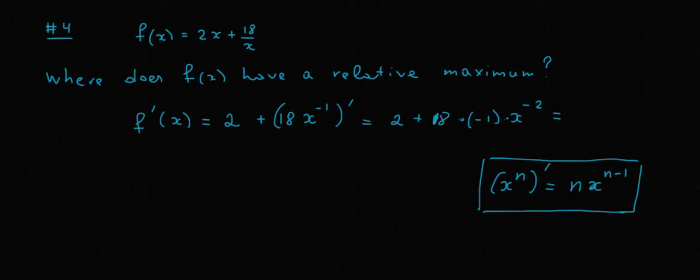Now let's remember that x to the negative second power is the same as 1 over x squared. And because we also have a negative 1 in front of it, the derivative simplifies to 2 minus 18 over x squared. Okay. Now let's set it equal to 0, and we will solve for x.